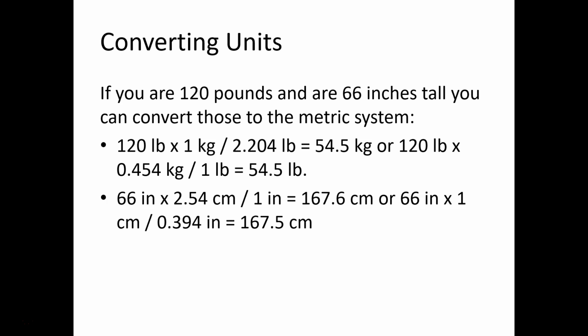So here's a way to convert units. If we had somebody who was 66 inches and 120 pounds, you have 120 pounds times 1 kilogram over 2.204 pounds. So those cancel out, and that gives me 54.5 kilograms. Or you go 120 pounds times 0.454 kilograms per pound. Gives me the same answer. For 66 inches, you multiply by 2.54, or you divide by 0.394. It doesn't matter which one you do, as long as you do that dimensional analysis and make sure you're canceling the inches and being left with your centimeter units.